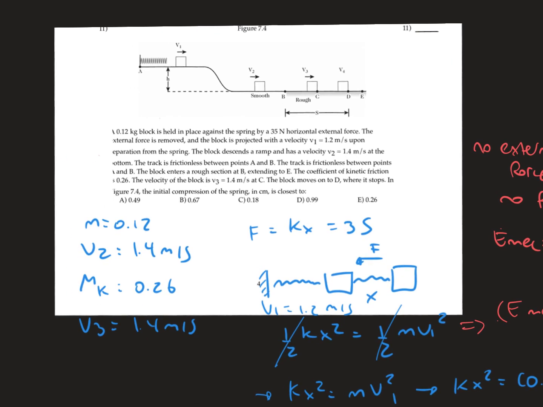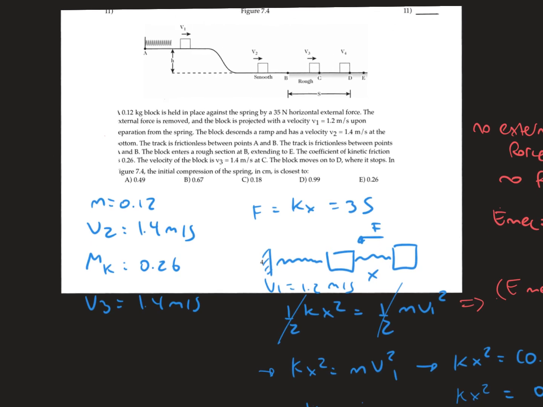Okay, so in this problem we have a 0.12 kilogram block that is held in place against the spring by a horizontal force of 35 newtons, and this force is external. When this force is removed, the block is projected with a velocity v1 of 1.2 meters per second upon separation from the spring, and the block will descend a ramp with a velocity v2 equal to 1.4 meters per second at the bottom.